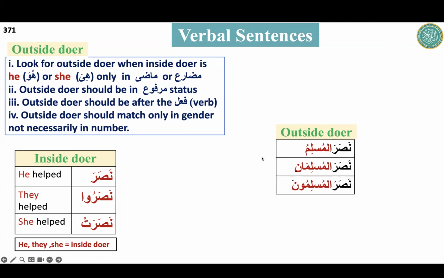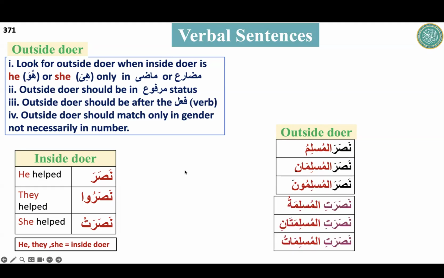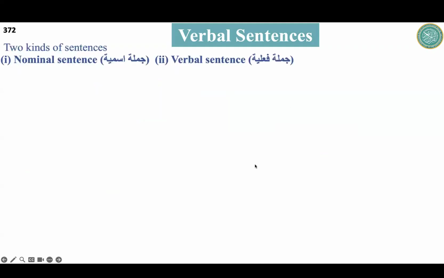So overall, these sentences are verbal sentences. A verbal sentence is a sentence that starts with a fi'l. Let's go back to the topic here. There are others like Nasaratil Muslima, same here. There, she is the inside doer, so the outside doer will be the Muslim woman: the Muslim woman helped. And Nasaratil Muslimatani and Nasaratil Muslimatu, the same concept here. Okay.